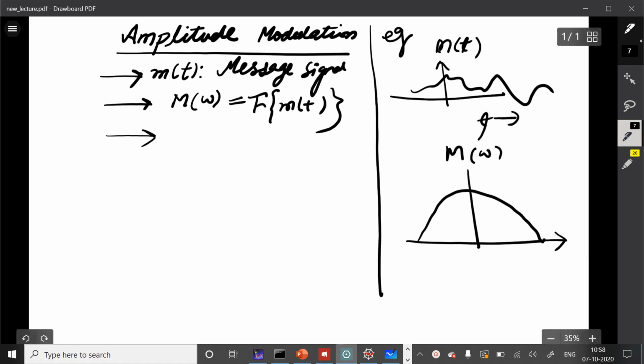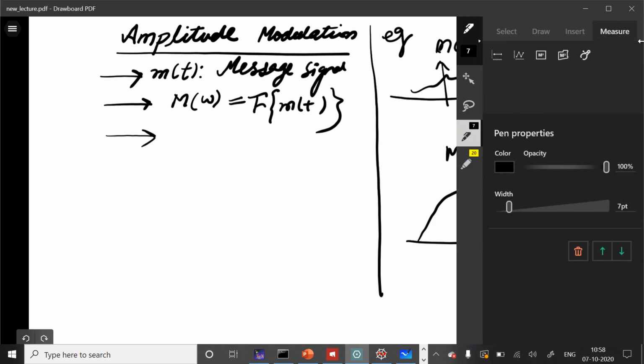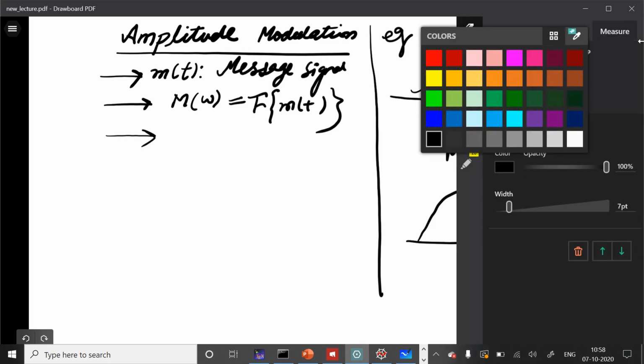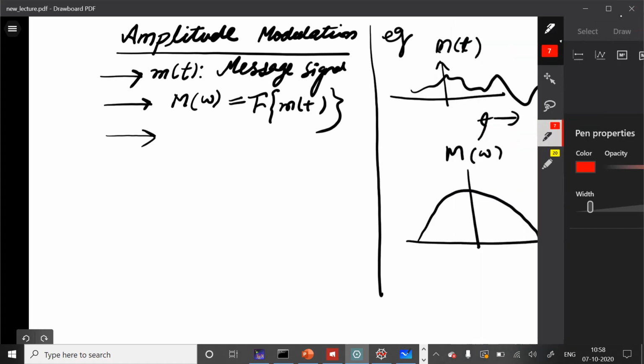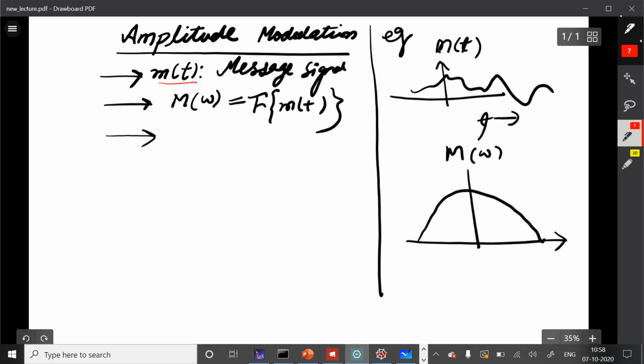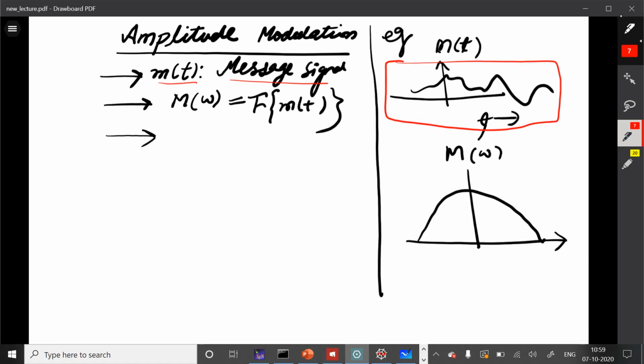What we are given is a message signal m of t, and m of t is the message signal. Suppose it can represent any signal which we want to transmit. It can be an audio signal. One such example is here. Suppose m of t looks like this in time domain, and let this capital M of omega be its Fourier transform. That is, it contains the frequency information.